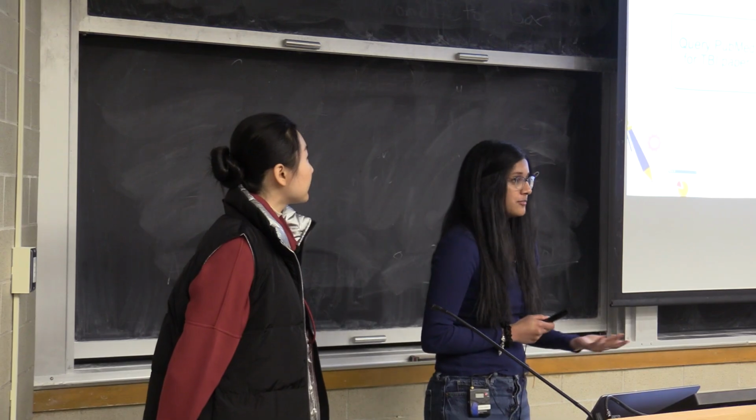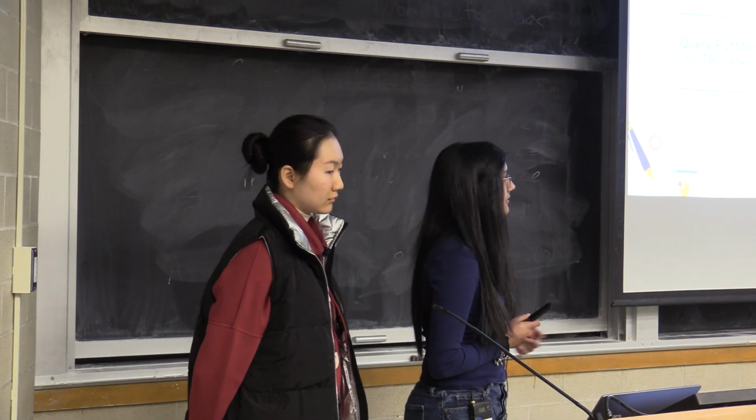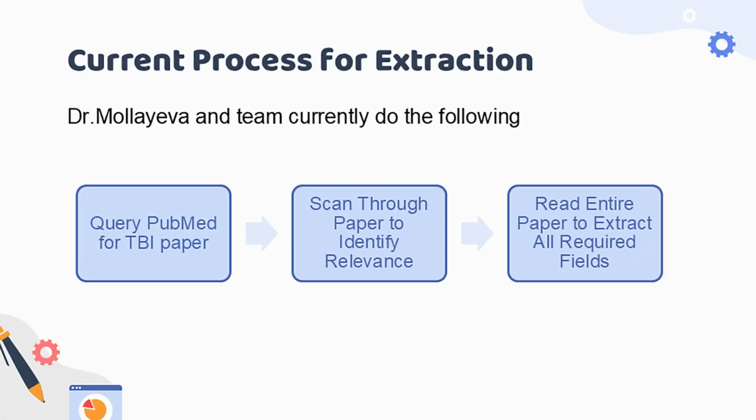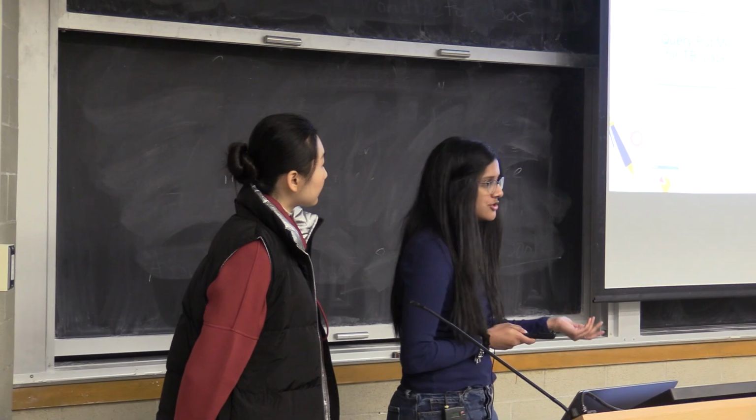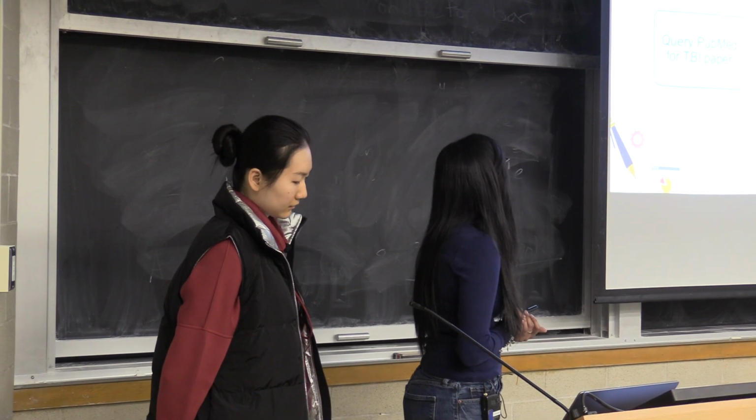So let's look at the current process that's being followed by Dr. Malieva and her team. Currently, this process is very manual. They manually go through PubMed, run a search query, and get all of the TBI papers. Then they scan through each paper to identify whether or not it's relevant for their use case. And then finally, they read through each and every paper to extract all the required fields for all of the tests. And this is used for systematic literature reviews.